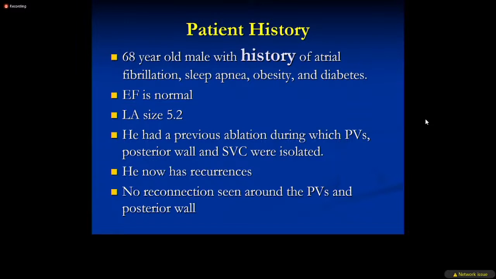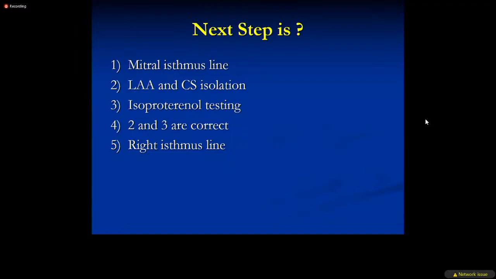Another patient case. A 68-year-old with sleep apnea, obesity, diabetes, LA size of 5.2, and a previous ablation during which the PVs, posterior wall and SVC were isolated. He now has a recurrence, with no reconnection seen around the PVs and the posterior wall. Next step?